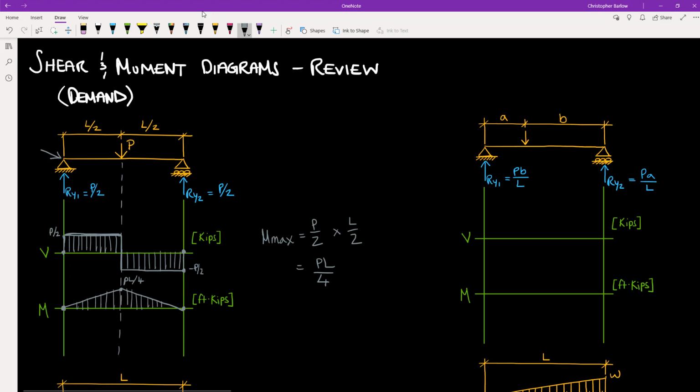So the magnitude of our internal shear is P over 2 across the entire length of the member, although it changes direction once we pass our point load. The magnitude of our internal moment changes linearly as we move along the member. It starts at 0, increases to PL over 4, and then decreases back to 0.